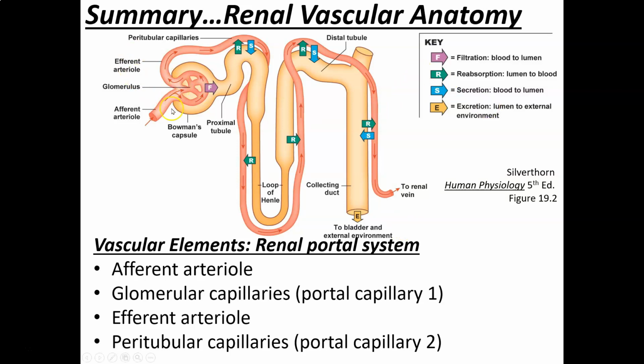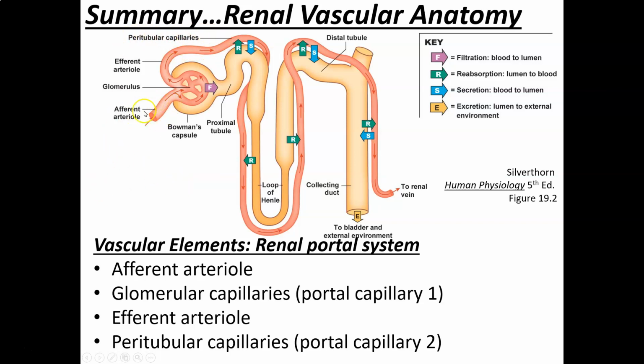So looking at the vasculature of the kidney, the kidney is an example of a portal system where we have two capillary beds in series. The first capillary bed is called the glomerulus or the glomerular capillaries. So that's right here, the glomerulus. And the other set of capillaries is right here, up here. Those are the peritubular capillaries.